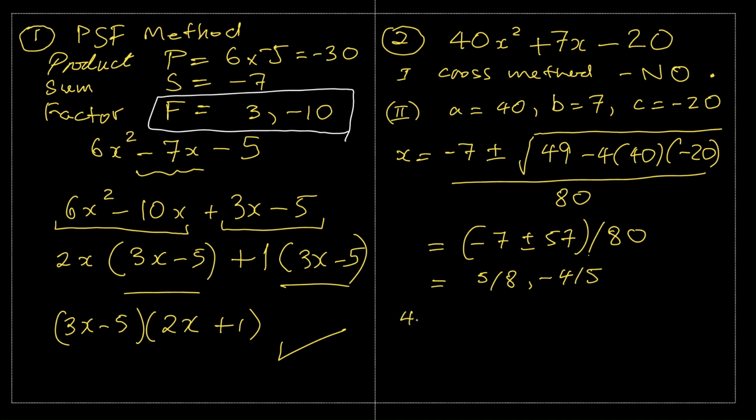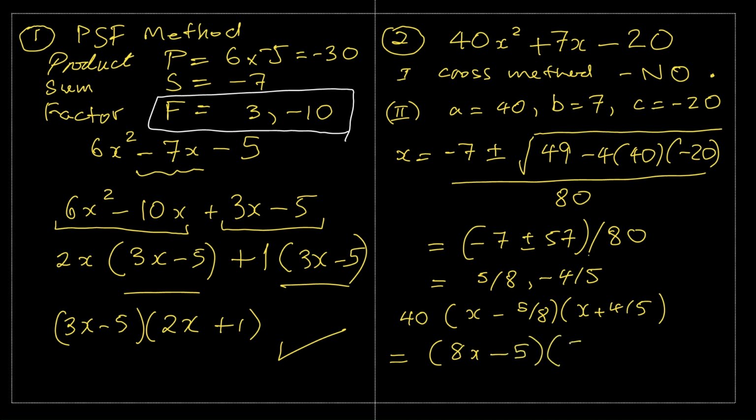Then you take the 40, bracket x minus 5 over 8, x minus minus becomes plus 4 over 5. You take an 8 from the 40 in the first bracket and a 5 from the 40 in the second bracket. And Bob's your uncle.